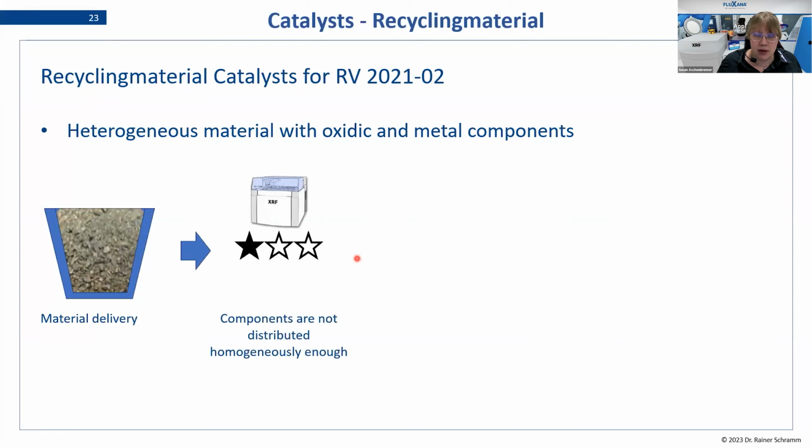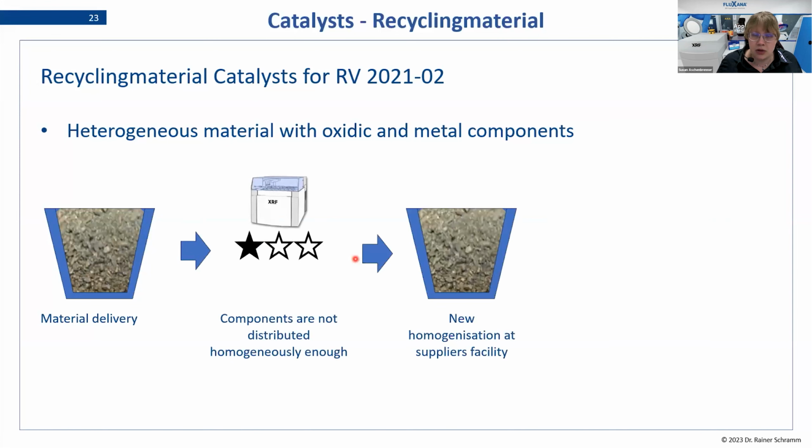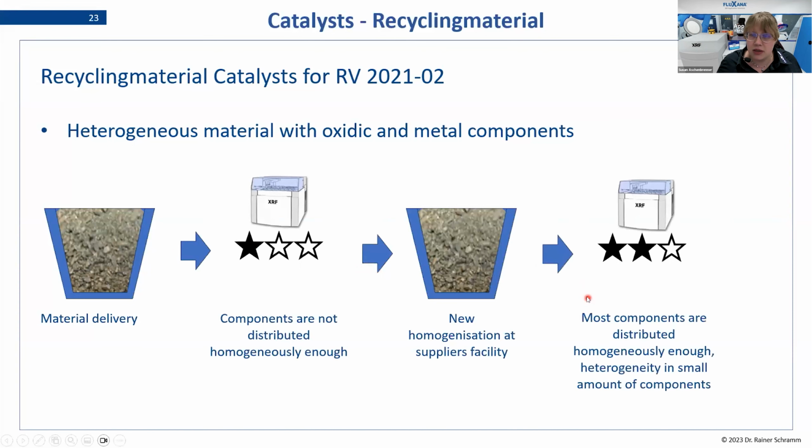And we made some analysis like we always do for our proficiency tests. And we saw that the components were not distributed homogeneously enough to do it. So the supplier's facility homogenized it once again and sent it back to us. And then we saw that most components are distributed homogeneously enough to do the proficiency test, and that the heterogeneity is still there in a small amount of components. But we said, okay, for most of the components, it's okay. So let's send it to the customers.